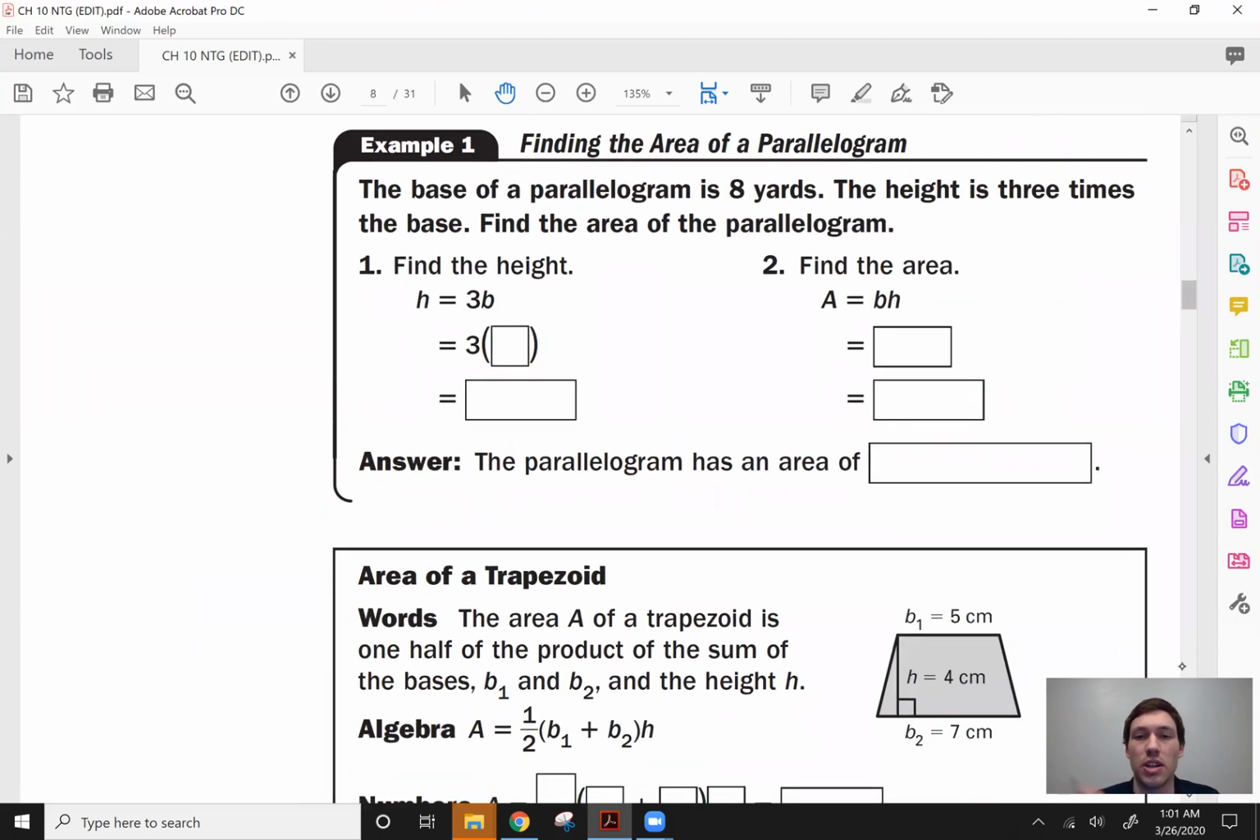Now, in general, finding the area of a parallelogram says find the height. So it says the base of a parallelogram is 8 yards. So that means this is 8 and that's 8. The height is 3 times the base. Well, if it's 3 times the base, 3 times 8, so it's 24 yards.